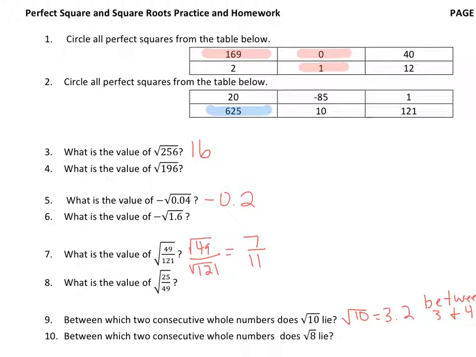625 because 25 to the second power is 625. 1 because 1 squared is 1. 121 because 11 squared is 121. The square root for number 4 of 196 is 14. So 196 is your perfect square.